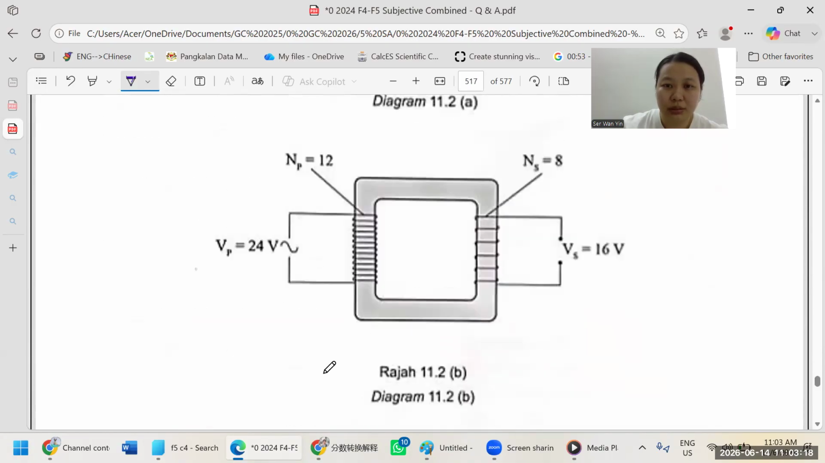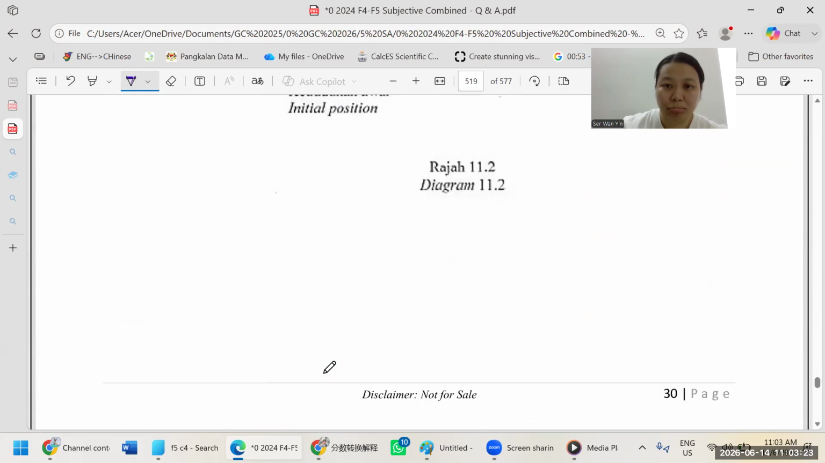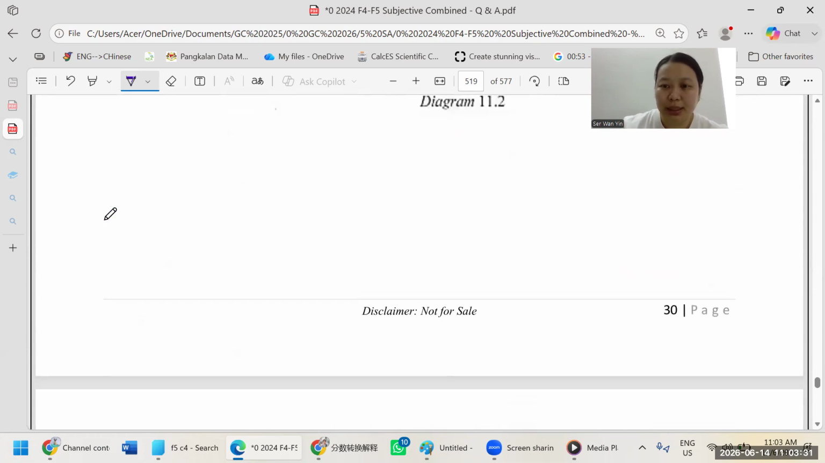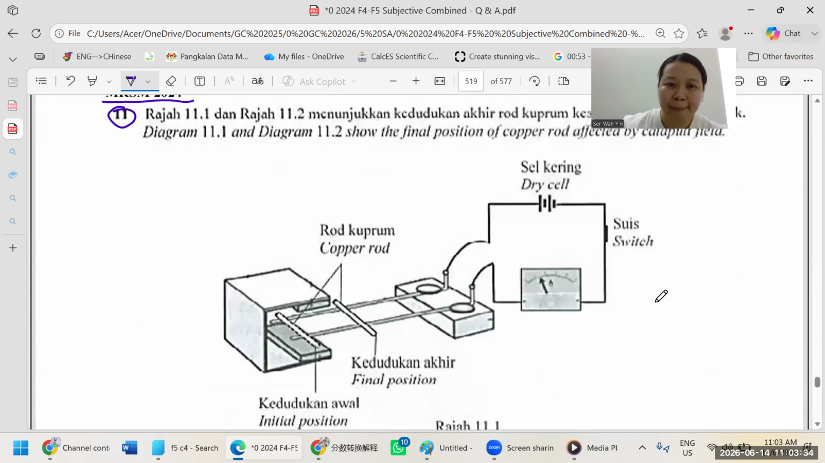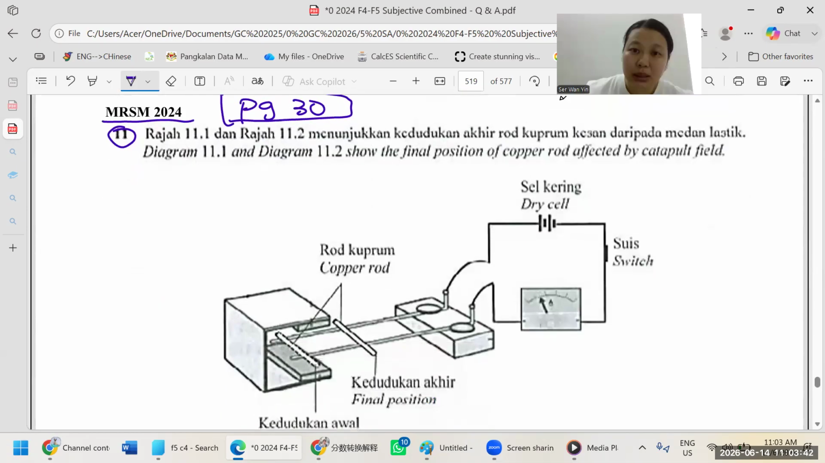This is a transformer. So, MRSM 2024 number 11, page 30. I think you all can do it already, right? When you read the question, please recall what the concept is. Is it chapter 4, concept number 1, concept number 2? Recall that, then write down the key.